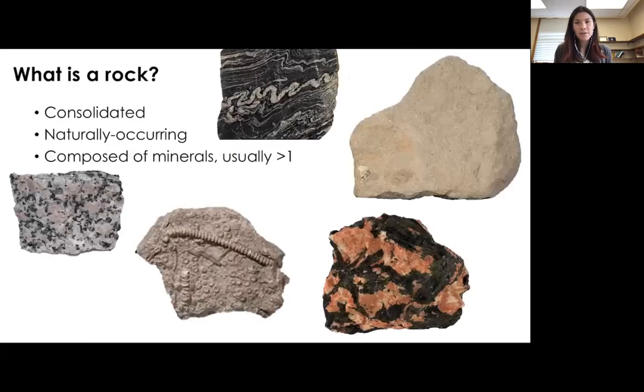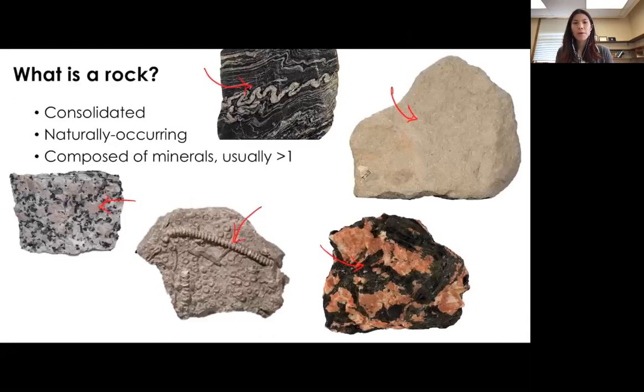All right, so let's dive into rocks. What is a rock? We're going to define a rock here as being consolidated, which means it's not made of loose material. In each of these examples of the rock, everything that makes it up is solidly joined together. It does not fall apart when you pick it up. Rocks are naturally occurring, and they're composed of minerals.